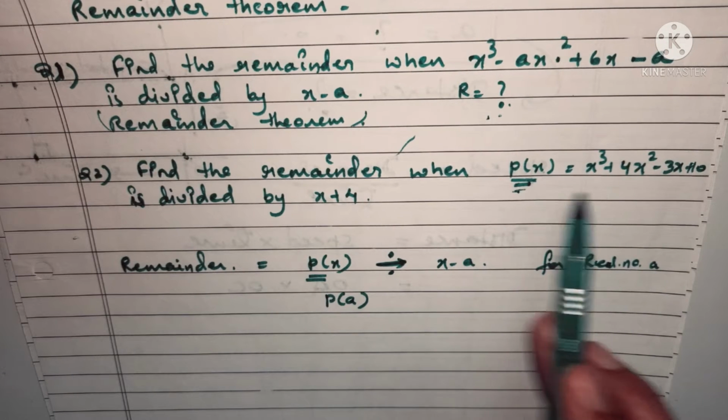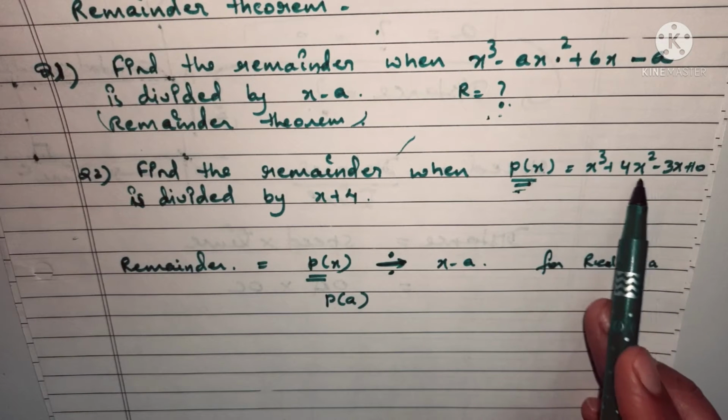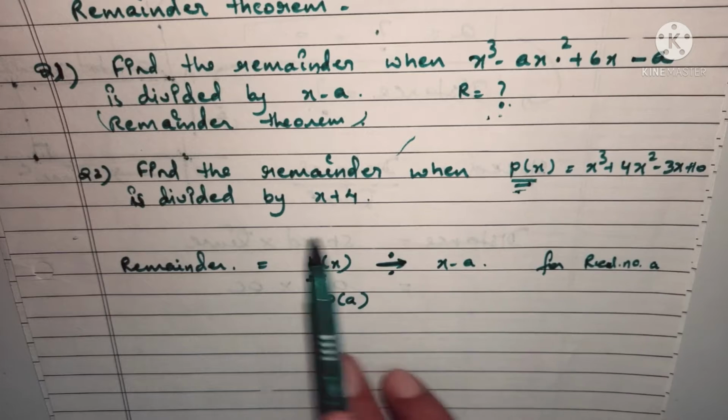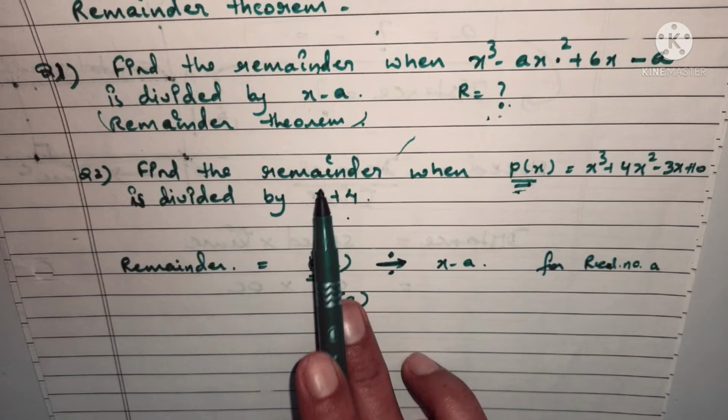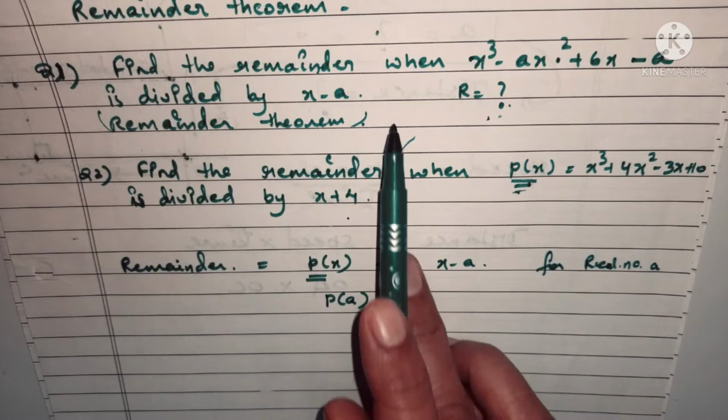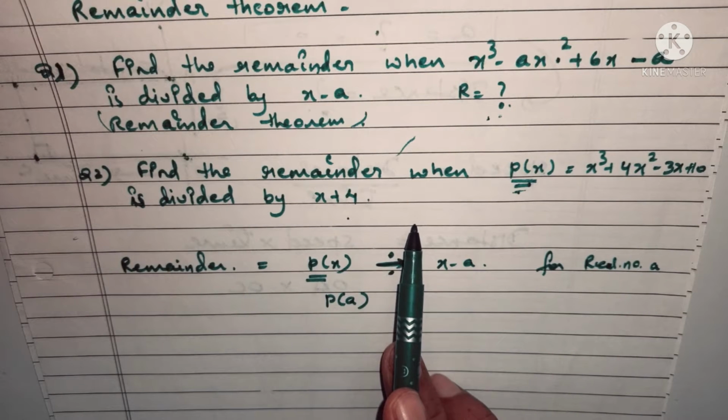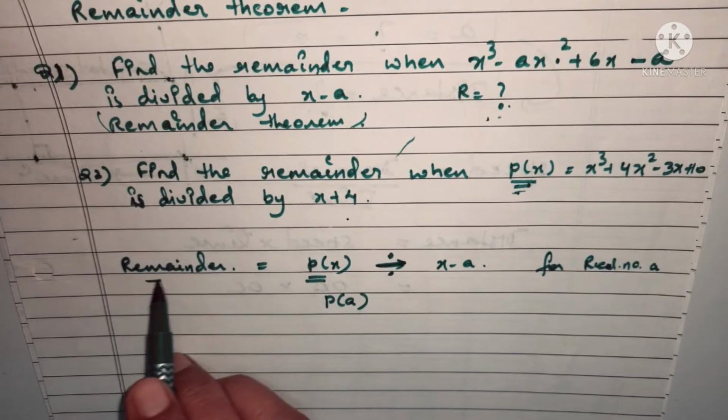And in the second question also it is asking to find the remainder when p(x) is given, where p(x) is the polynomial x cube plus 4x square minus 3x plus 10, which is to be divided by x plus 4. In such a case, you have to find what? You have to find the remainder.